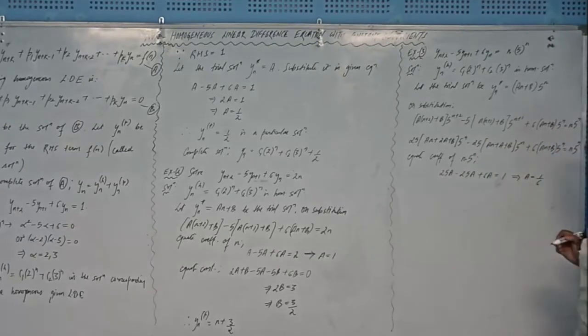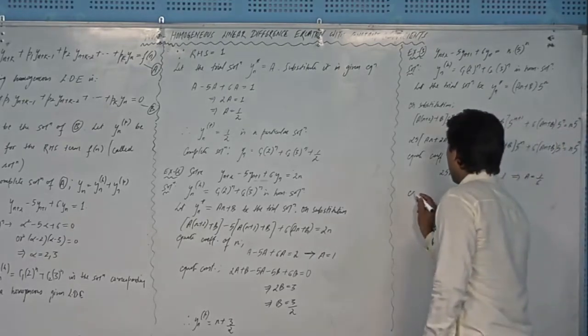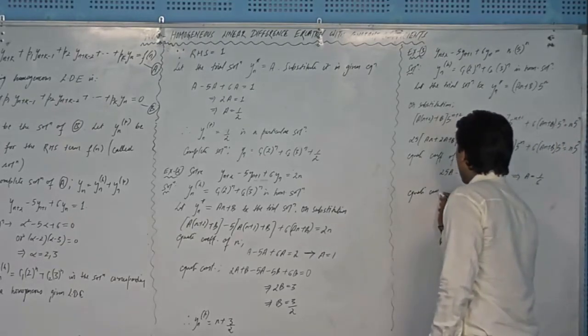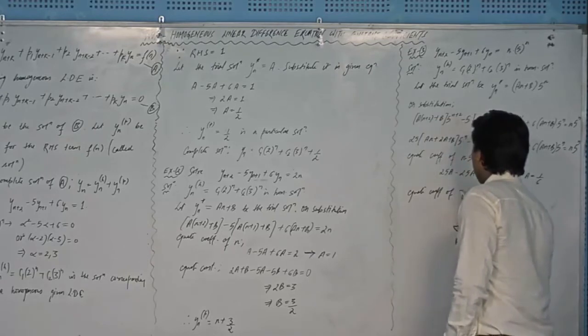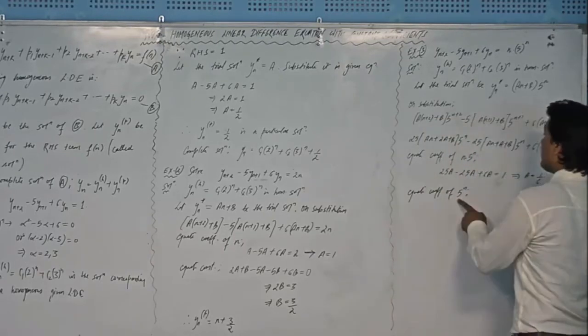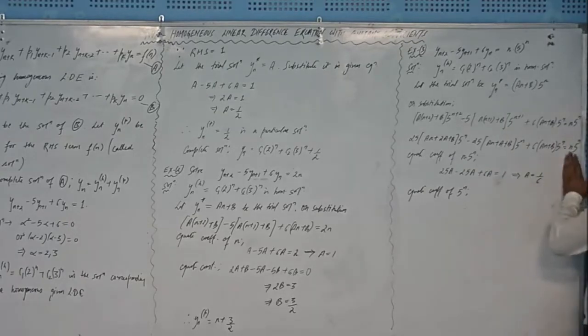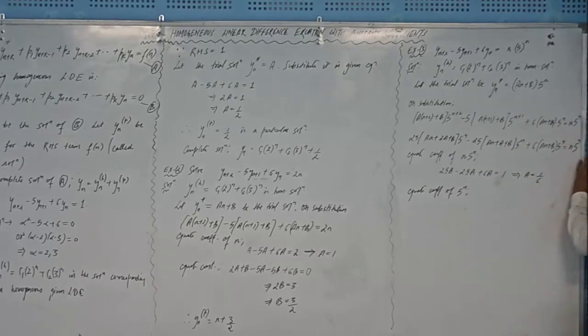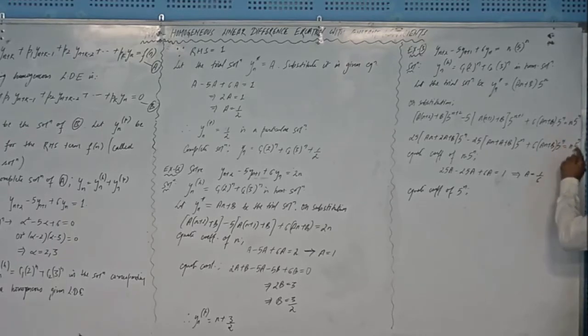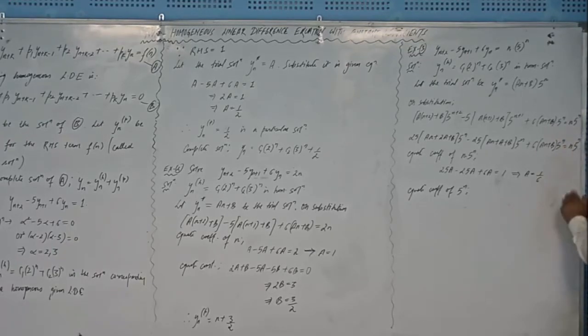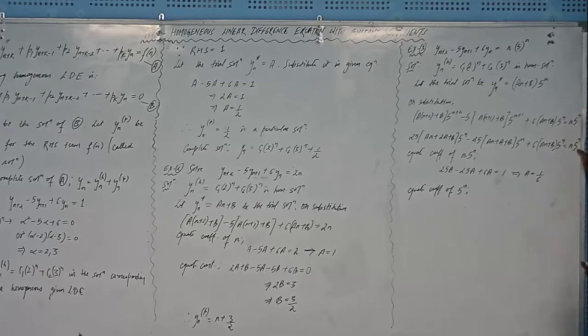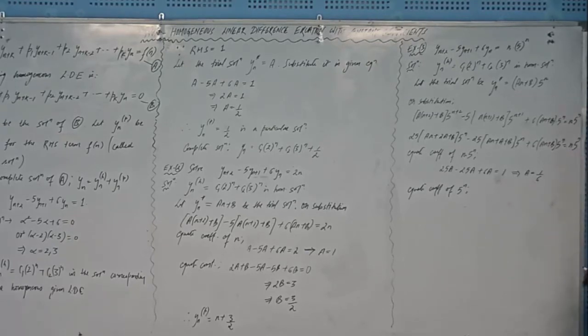And now I will equate coefficients of 5 to the power n. Why am I equating the coefficient of 5 to the power n? Because I know that here we don't have any 5 to the power n term. This is n times 5 to the power n. Do not get confused: you cannot say that the coefficient of 5 to the power n is n. Coefficient should be a constant, right? So be careful at this point.